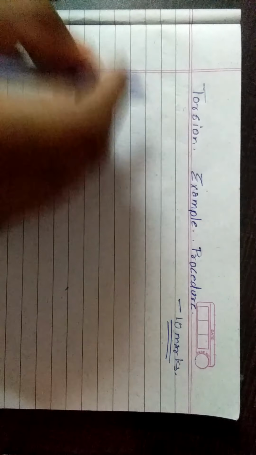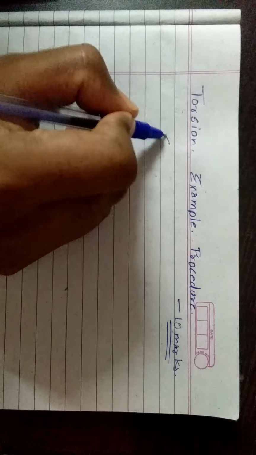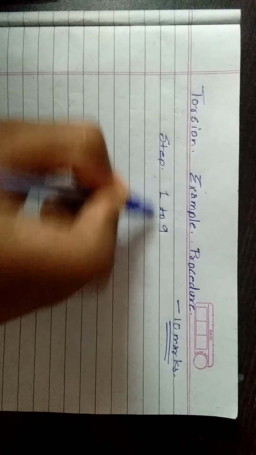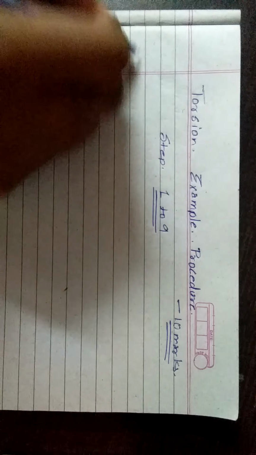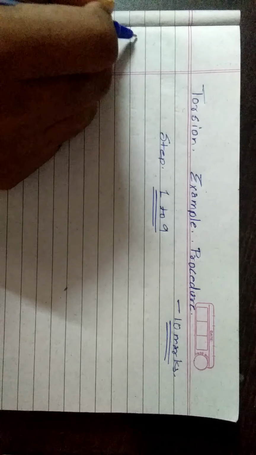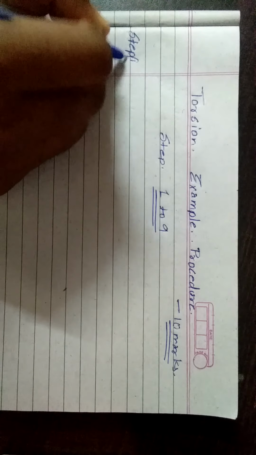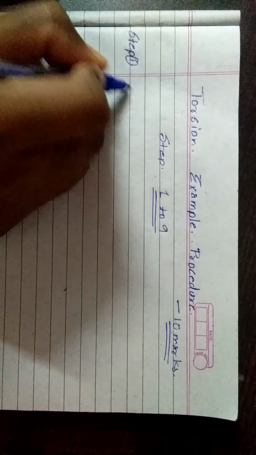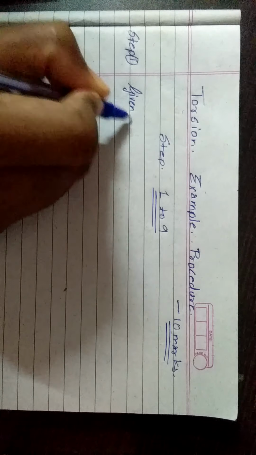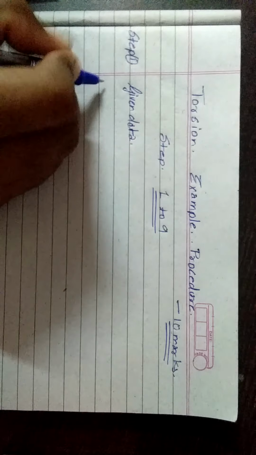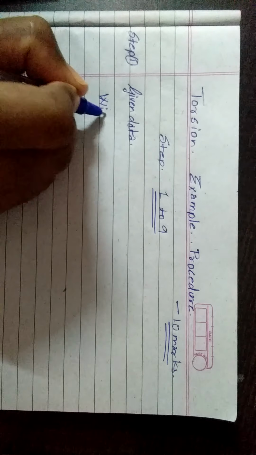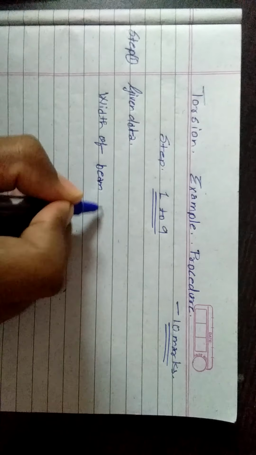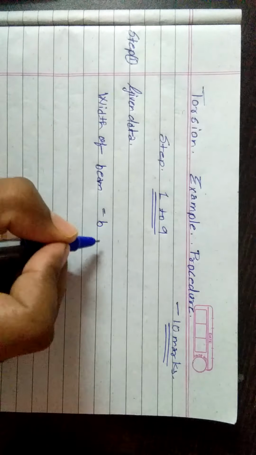Now, the total steps involved in this are 1 to 9 steps. In the first step, you are going to write the given data, step 1. In that given data, most probably the question will give the width of the beam or the flexural member, and that will be denoted by B.